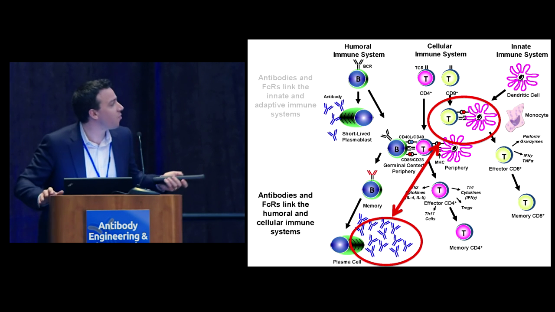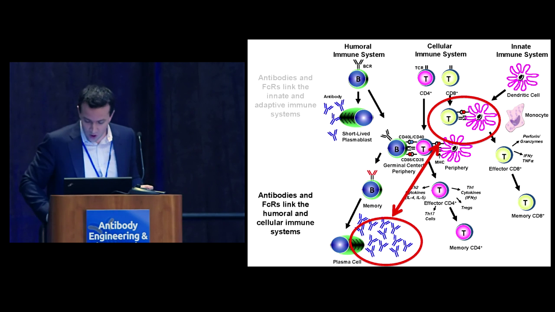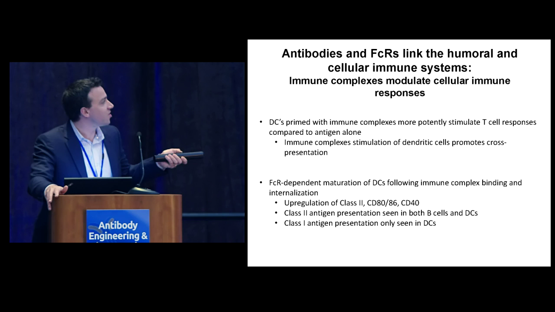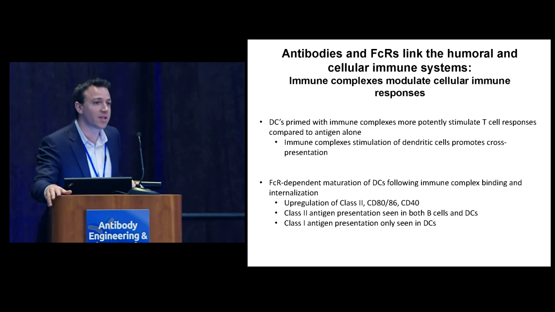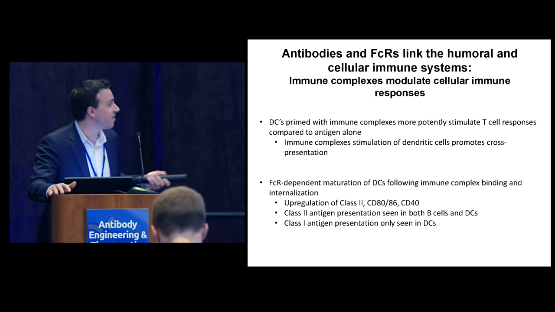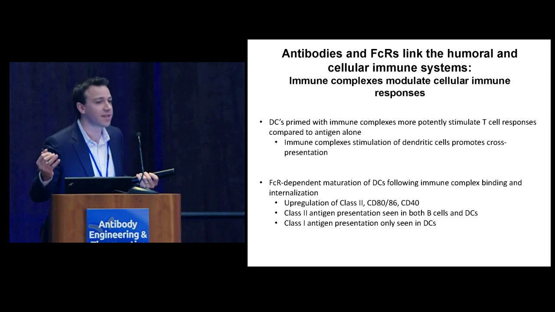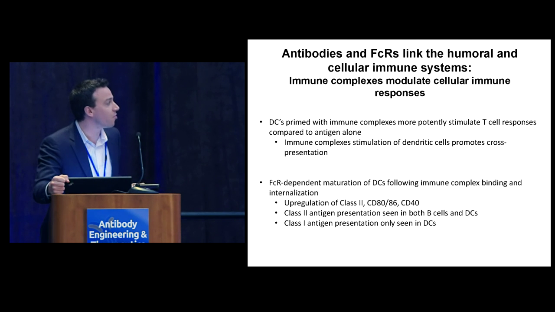As well, I wanted to make the point that antibodies and FcRs link the humoral and cellular immune systems. And so what do I mean by this? As discussed earlier briefly, dendritic cells primed with immune complexes more potently stimulate T cell responses than dendritic cells primed with antigen alone. And further, immune complexes are able to stimulate cross-presentation by dendritic cells, whereas plain old antigen is unable to do this. The mechanism is the FcR-dependent maturation of dendritic cells once they are bound by immune complexes through Fc receptors.